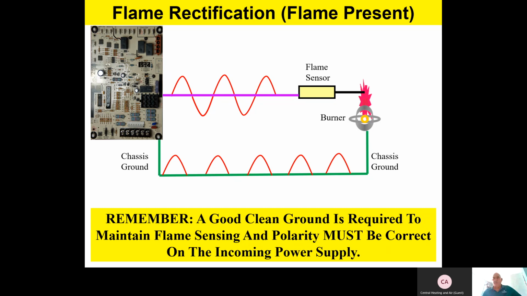So grounding is the number one cause for low flame current. Probably the number 2 cause is a dirty flame sensor. And so a lot of technicians will take that flame sensor and clean it.